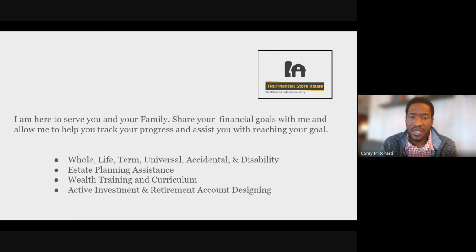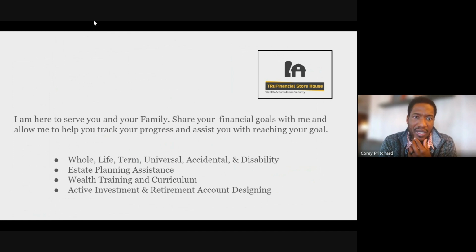And again, this active investment or retirement account designing that you're looking at, that's what this is. That's why I'm there for you, for friends, for family members, for coworkers, for anyone looking for me to provide assistance in those areas.